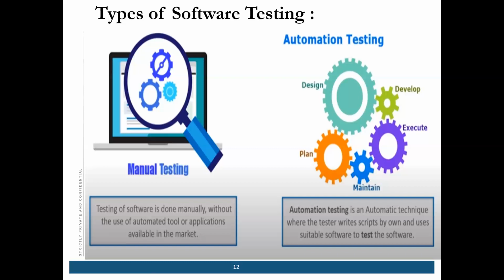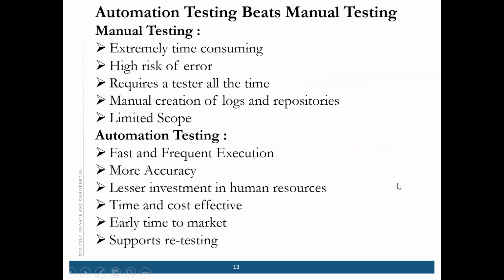Okay. So testing of software done manually without any use of automation tool or applications is called manual testing. Automation testing is when we use a tool to automate the techniques, where the tester writes a script on their own, using suitable tools such as Selenium or any other tool to write their test scripts. So that's why it is called automation test cases. Okay, so these are two different techniques which we use for testing.